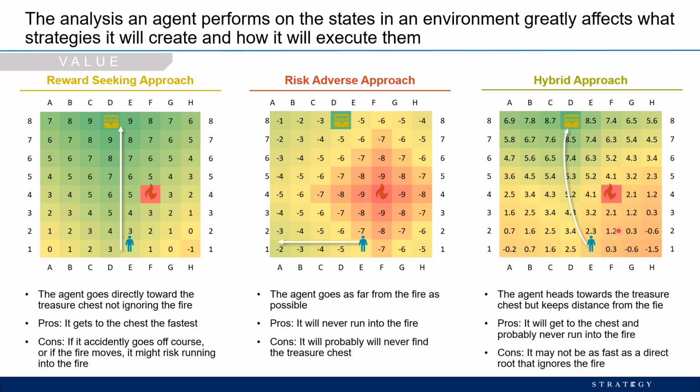Finally, if we look at the hybrid approach, we see that the agent will not necessarily take the quickest path to the treasure chest. However, it will take a safer path, so that even if there is variability in its movements, it will probably never fall into the fire pit. So what I want you to take away from this slide is in each one of these environments, we have the exact same states, the exact same environments, the exact same rewards placed on our different objectives. However, the way that the agent chooses to value the different states greatly impacts the decision it's going to make.